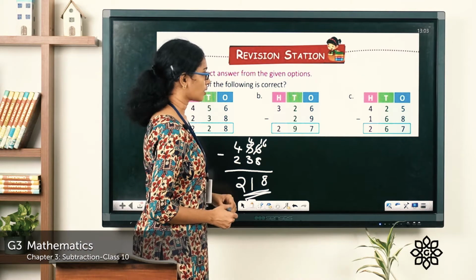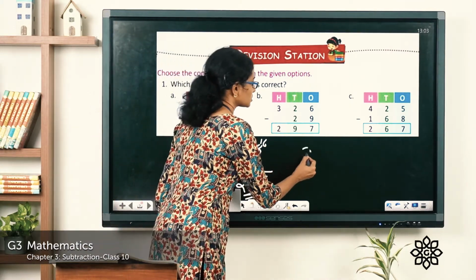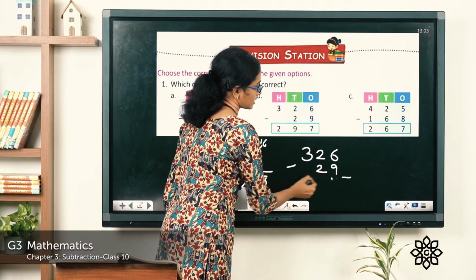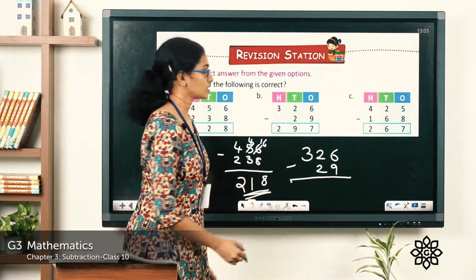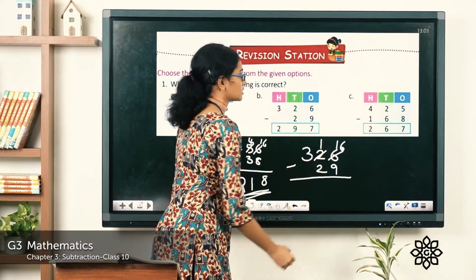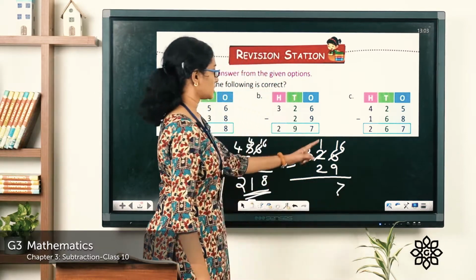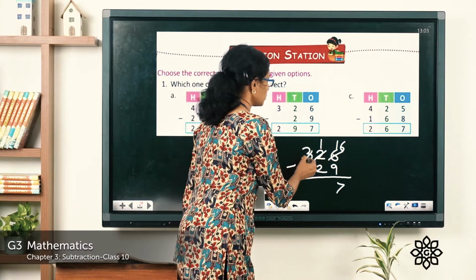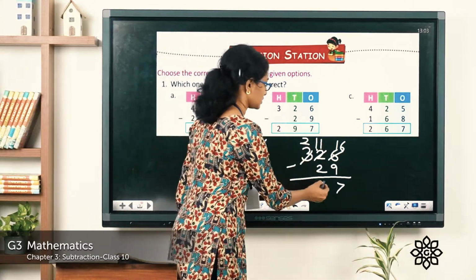Let's see the second option. 326 minus 29. Let's do the subtraction and check. 326 minus 29. So we cannot take away 9 from 6. So what do we do? We regroup. So regrouping will make this one 1 and this one 16. So 16 minus 9 gives you 7. Now 1 minus 2 we cannot do. So what do we do? We borrow. So this one is 11 here. 11 minus 2, it is 9.